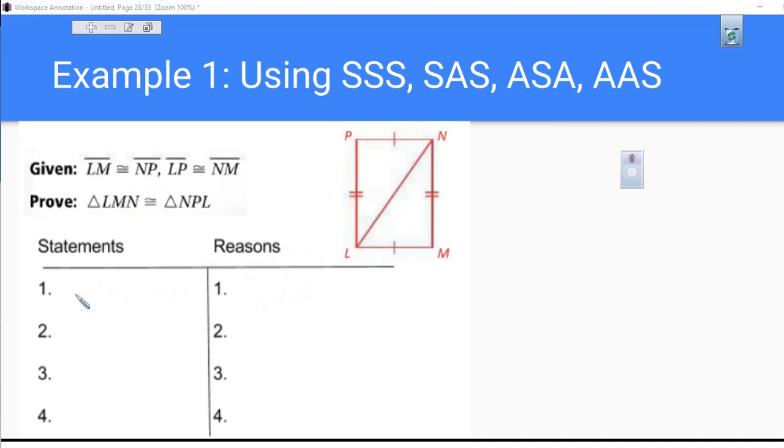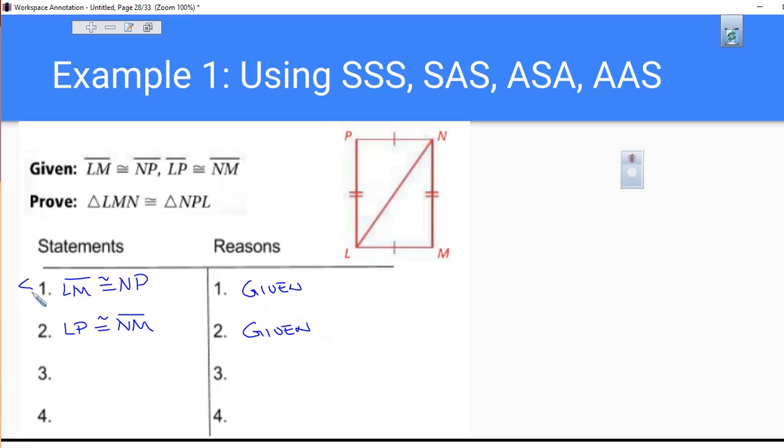So we look up here at our given, and we have 2 things written up here. We're going to write down these 2: LM congruent to NP. You can combine them into one given statement or two, so we'll just go ahead and break these apart into 2 different ones. So this is our given statement. How do we know it's true? Well, it was given to us. And then we look at our next one, LP congruent to NM. In this one, it's also given to us.